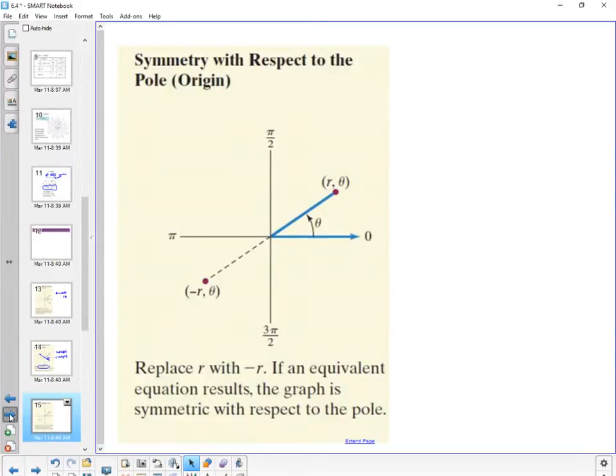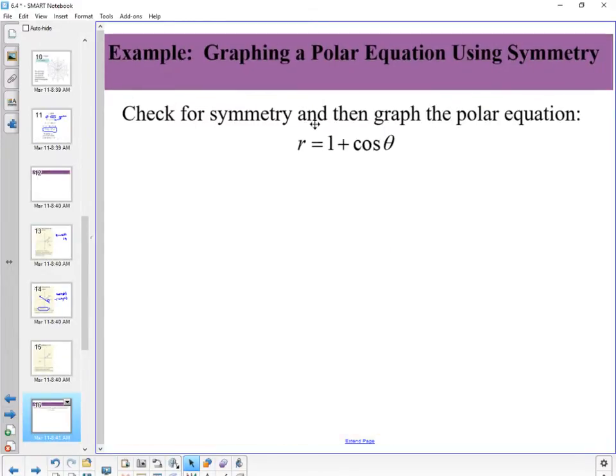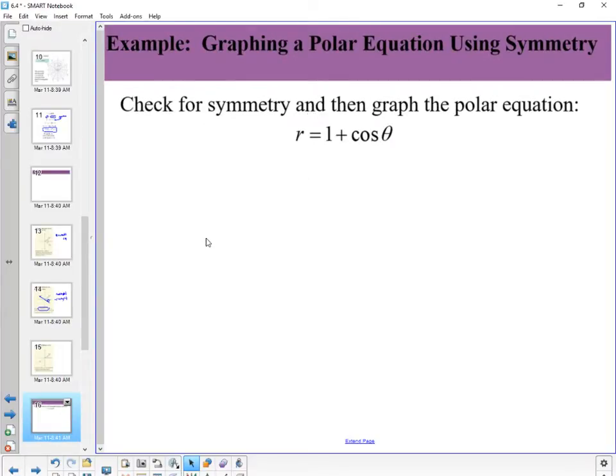Let's put this into practice. Okay. Let's check for all symmetries on this function. R is equal to 1 plus cosine theta. R is equal to 1 plus cosine theta. And you have to put a random angle in there. It's going to be up to you. If you want to do a random angle, that's fine.